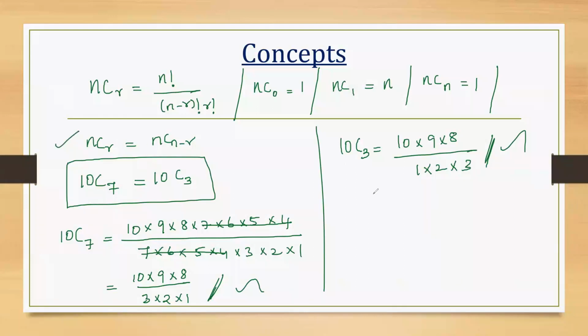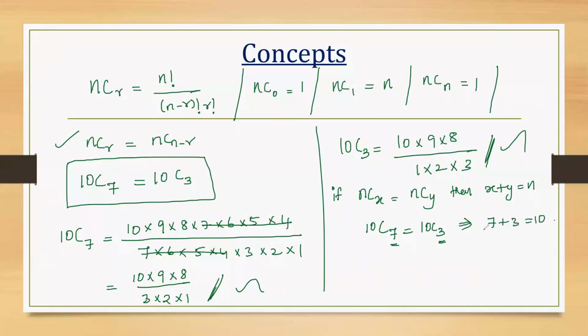Or some will say like this: nCx equal to nCy, then x plus y equal to n. Similarly, in this case, 10C7 equal to 10C3, right? This implies x plus y, which is 7 plus 3, is equivalent to 10, n. Is it clear? This can apply only when r is greater than half of n.